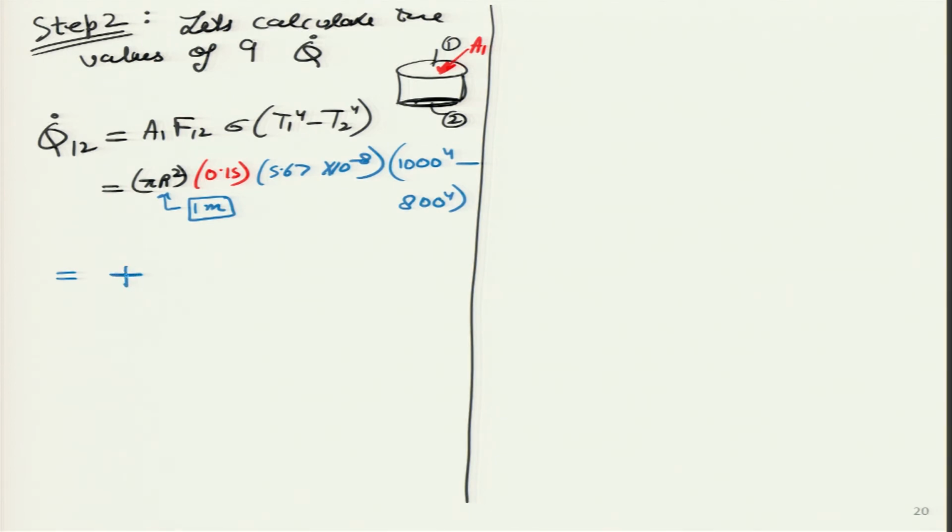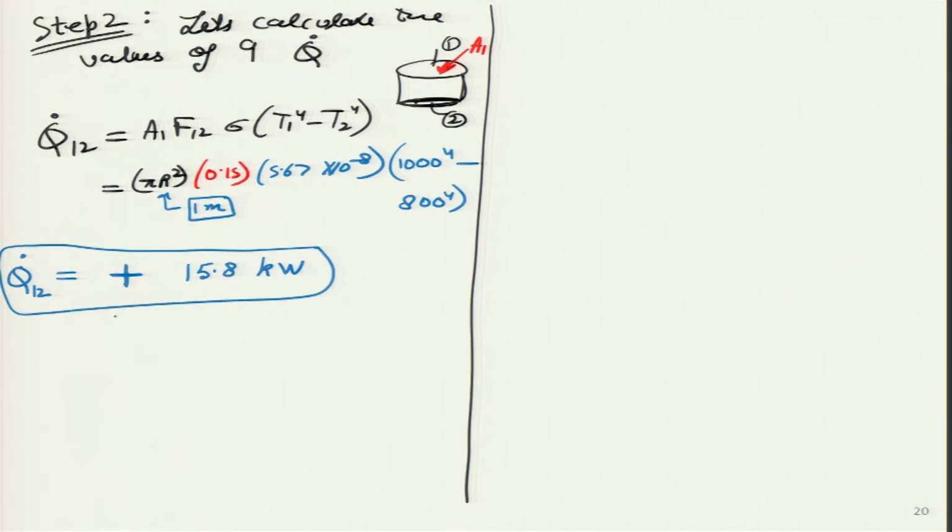Important thing is please put the sign over here. Sign is most important. Why? Because here sign is the only thing which is giving me the direction of heat flow. What is this particular term? It says the net rate of heat transfer, net radiative heat transfer between surface 1 and surface 2.